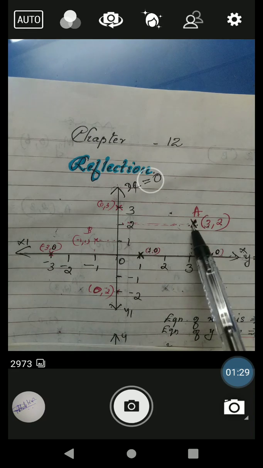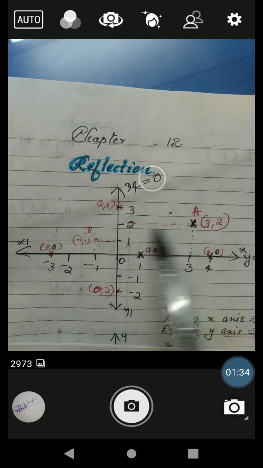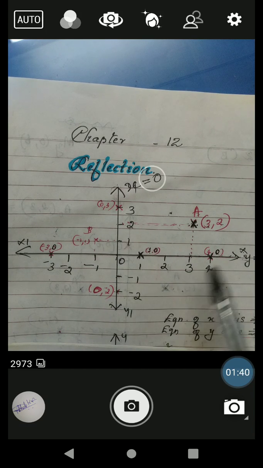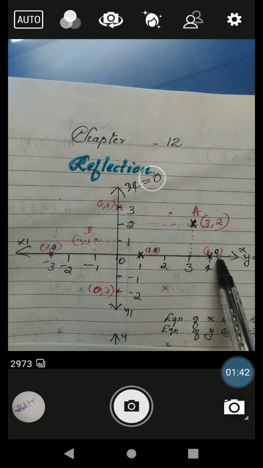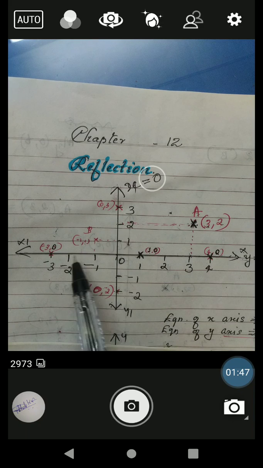Here you can see a point A. Its x coordinate is 3 and its y coordinate is 2. And many other points you can see here. This point is (4, 0). This point is (1, 0). This point is (0, 3), like this.